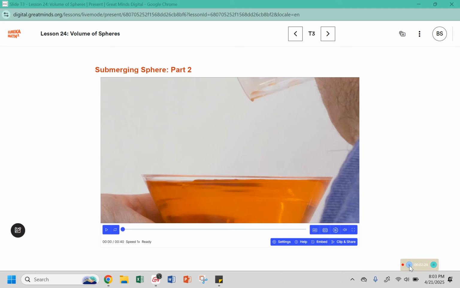Think about the fraction of water that remains in the cylinder. We're going to use this idea to help us develop a formula for the volume of a sphere. Now let's watch part 2.